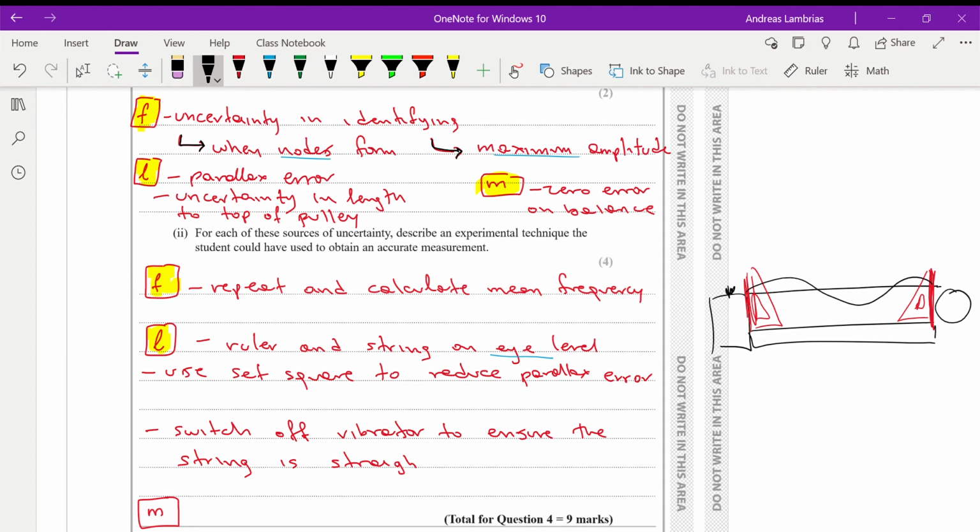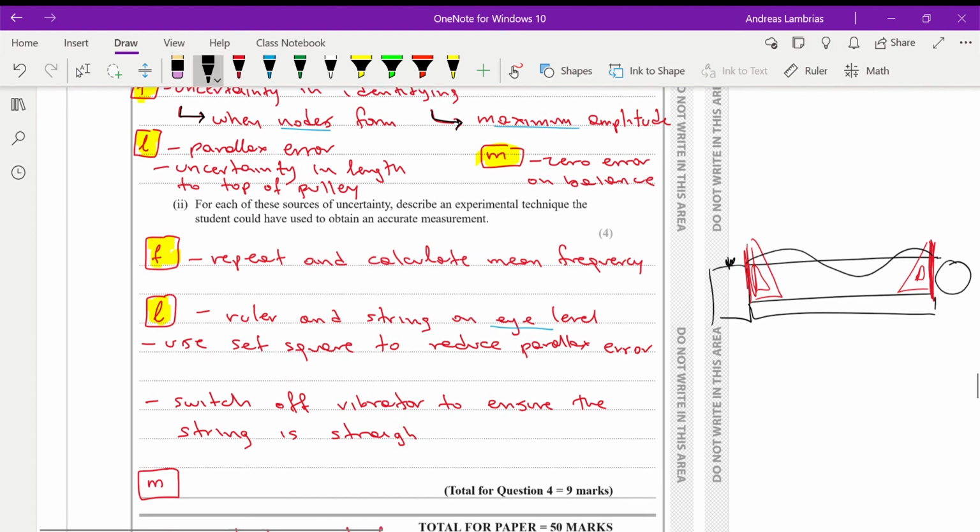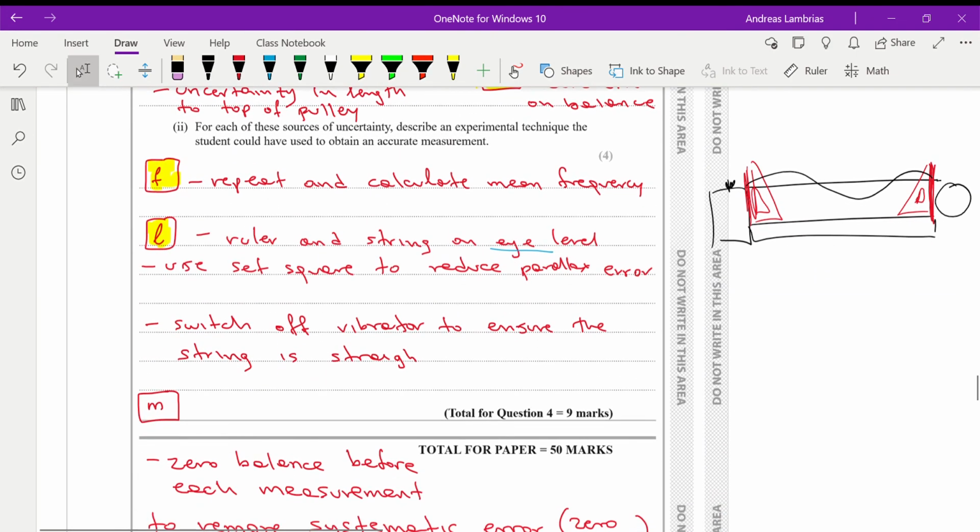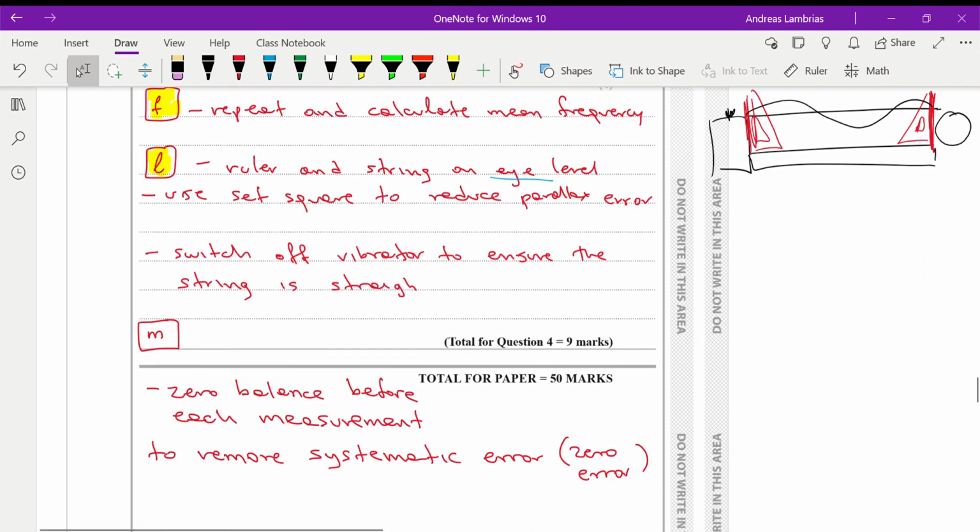And when it comes to mass, if we have any zero error on the balance, then we just make sure we hit the zero button, we zero the balance before we take the measurement. Zero error, remember, is a systematic error. It's something that is going to show in every measurement, and it's always going to be the same. So by zeroing the balance before each measurement, we remove that error.